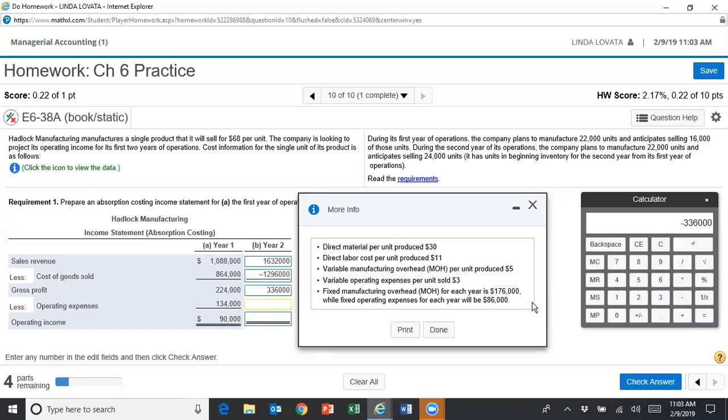My operating expenses, I've got some variable again. So my variable operating is the $3 times the number I sold. And I want to add to that my fixed, which is 86. So 158. And so then I want to subtract that from the 336. Gives me 178.